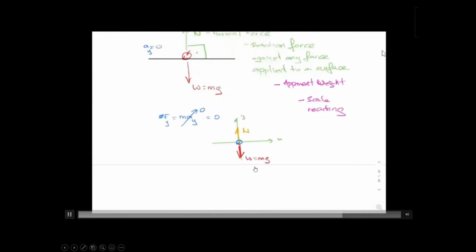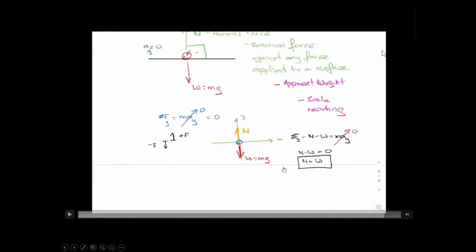Still got weight. Normal force is in the opposite direction. So let's sum up the force on the y direction. N is up, so it's going to be positive. W is down, it's going to be negative. Acceleration is going to be 0. Which means that N minus W is going to be 0, which means that N is going to equal W. W is your actual weight, and N is your apparent weight.